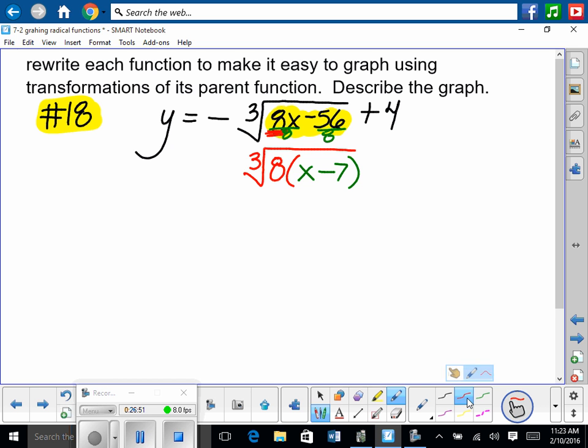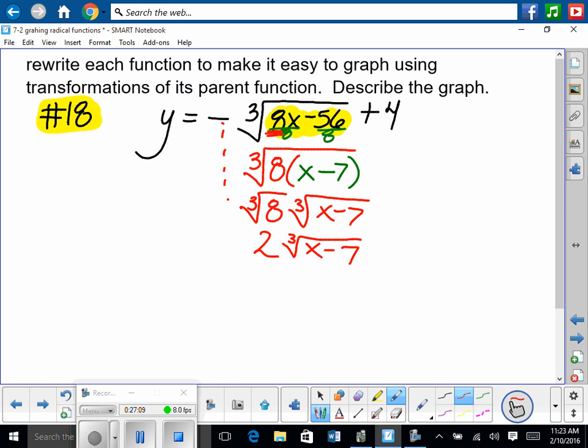Let's actually keep going. So we can split it up and we know that's the cube root of 8 times the cube root of x minus 7, right, everybody? What's the cube root of 8? 2. So we have 2 times the cube root of x minus 7. But now we can't forget in the original problem we had a negative. And in the original problem we had plus 4. Wait, how did you get 2 right there? Good question, we took the cube root of 8, which is 2. So we have this new function. There's our answer. It's just now a lot prettier.